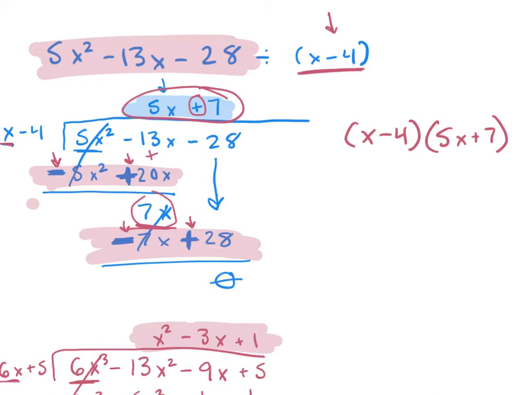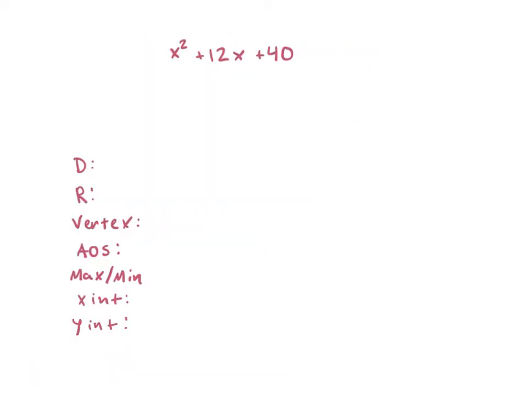Okay, I want to move on to some of 2.1 and 2.2, but I'll do another example of synthetic division towards the end. So you could see a problem like this on the quiz where it asks you for domain, range, vertex, axis of symmetry, max or min, x-intercept, and y-intercept.